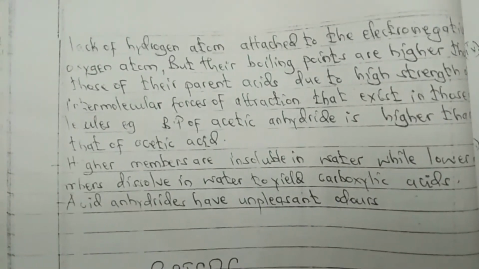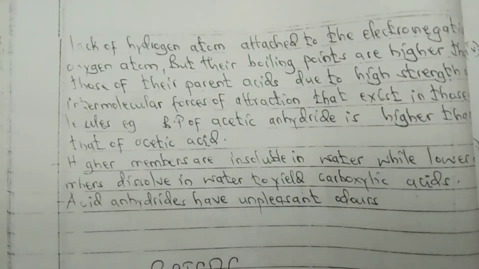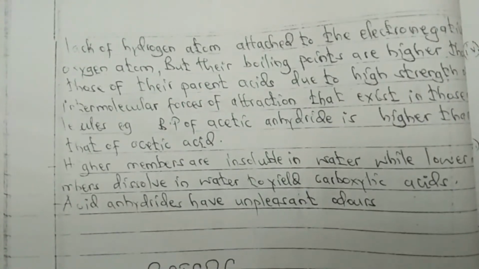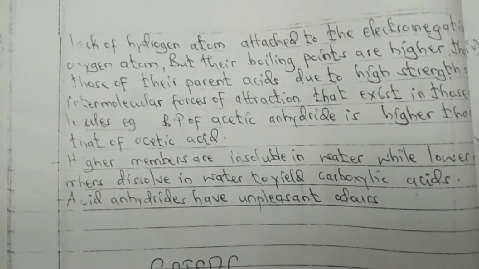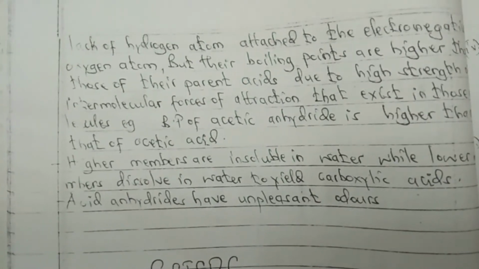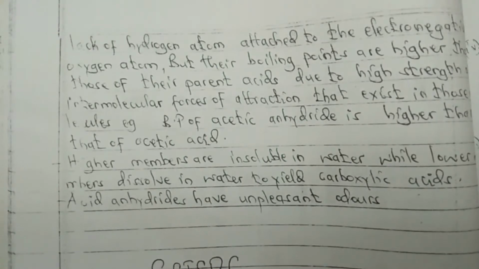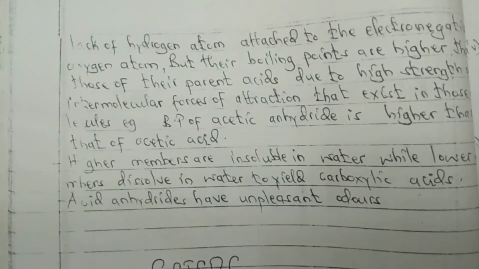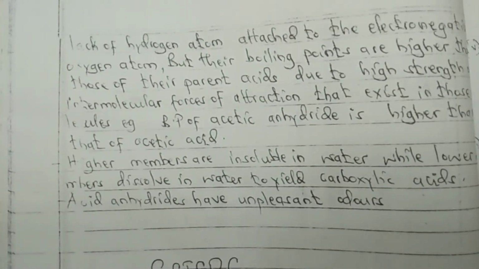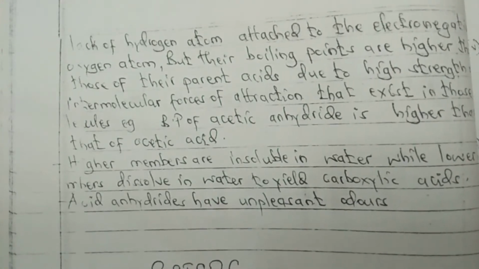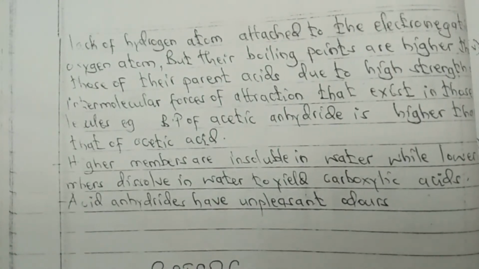Kwa haina hydrogen bond, lakini kwa sababu ya high molecular mass inakuwa na stronger van der Waals force of attraction, hence higher boiling point. So higher members are insoluble in water, while lower members they dissolve in water to yield carboxylic acids. The acid anhydrides have unpleasant odor. Kwa hiyo unpleasant odor ni harufu nzuri ndio inakuwa unpleasant, ila tukisema pungent smell ndio inayoumiza pua.